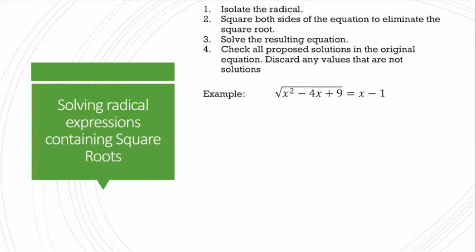All right, step 1, isolate the radical. We've already done that. Next, I'm going to square both sides.